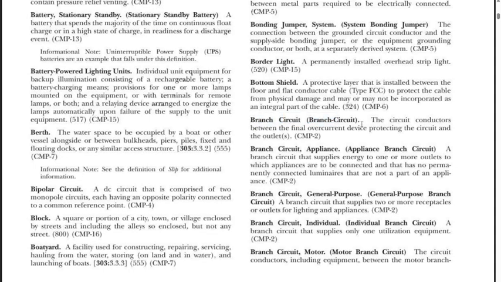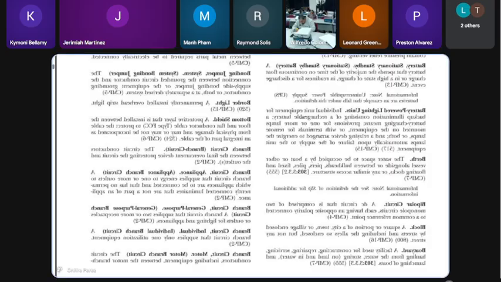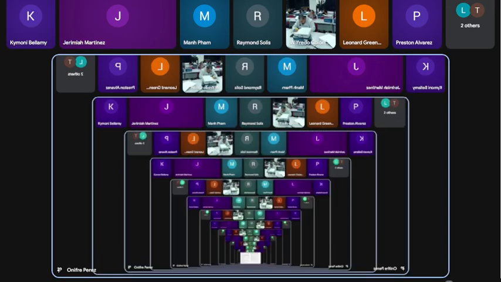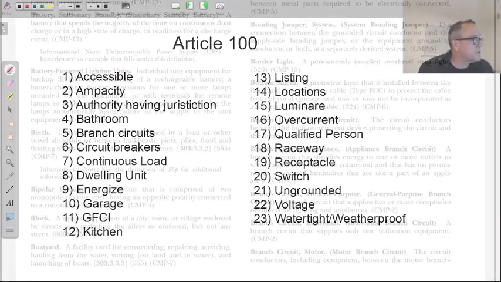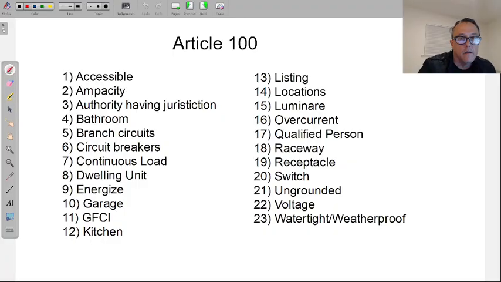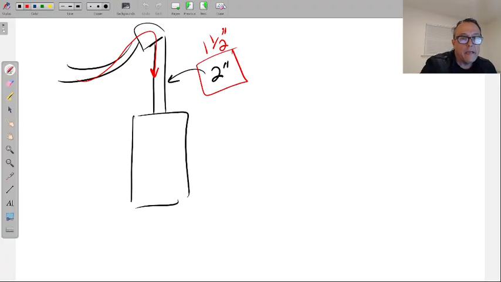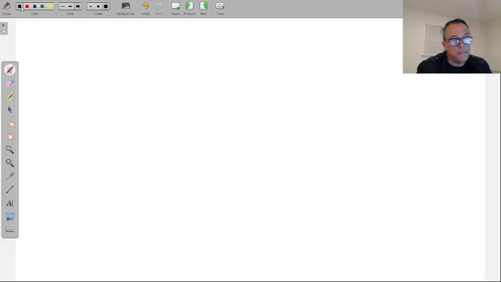is branch circuits. In this definition, the circuit conductors between the final overcurrent protection device protecting the circuit and the outlet. Oops, sorry about that. Meant to switch over to this camera. So what does that mean? It means literally what it says. It's the wires that leave the final overcurrent protection device.